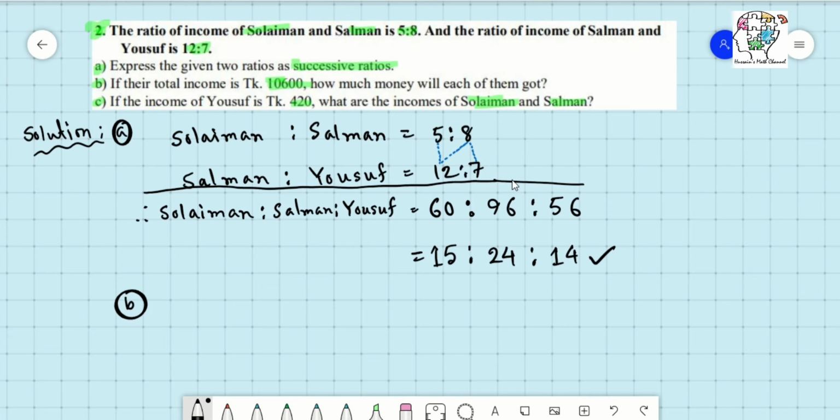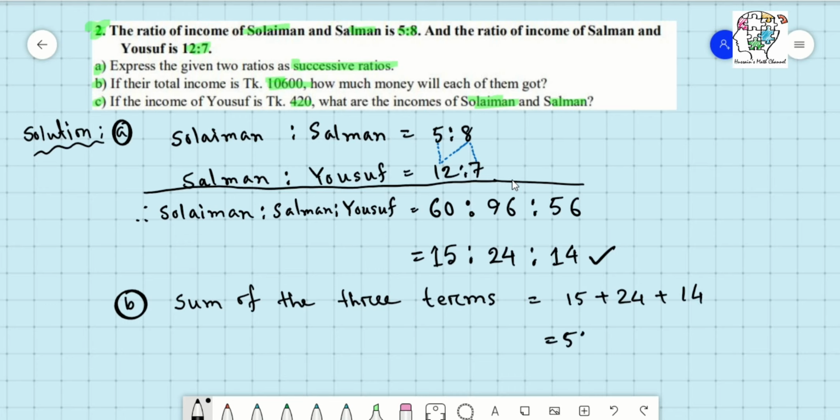Now we move on to our next question, question number B. If their total income is taka 10,600, how much money will each of them get? Here you can write the sum of the three terms is equal to 15 plus 24 plus 14 is equal to 53.